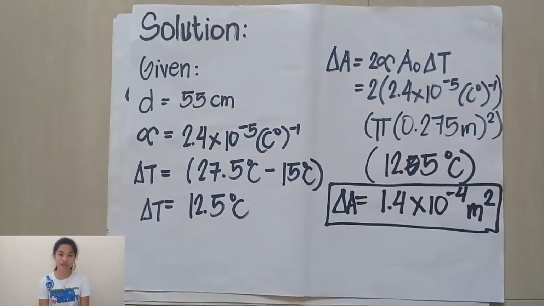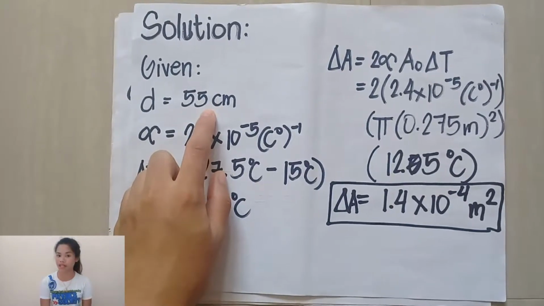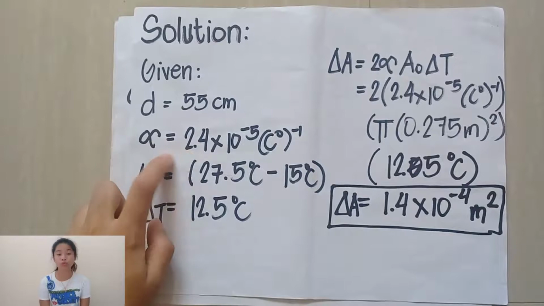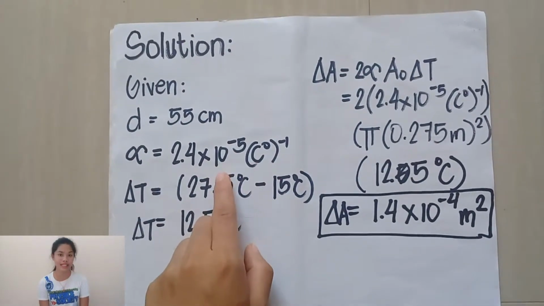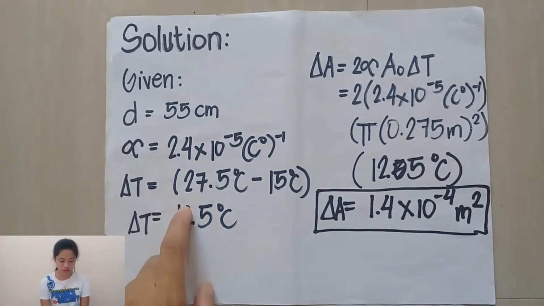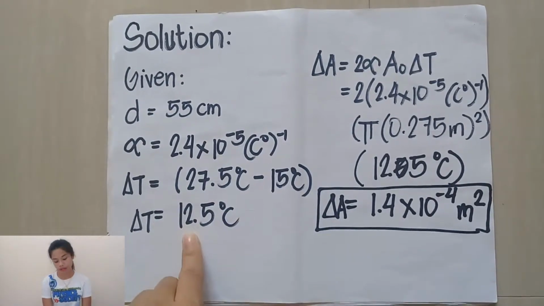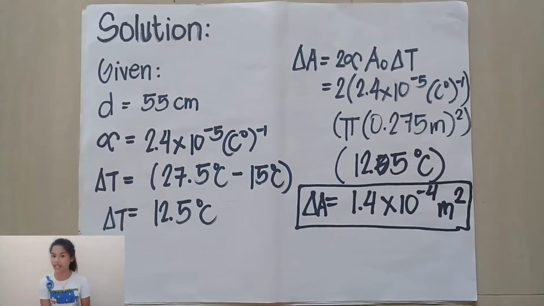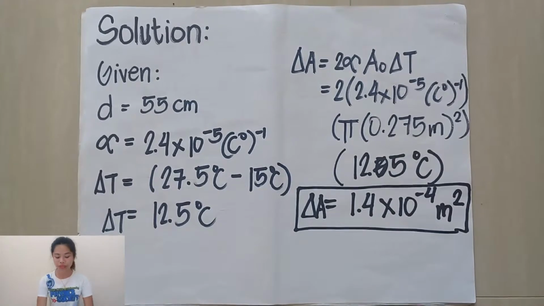The given values are the diameter, which is 55 centimeter. Then the alpha for aluminum is 2.4 times 10 to the power of negative 5 Celsius degrees inverse. Then our delta T is equal to 12.5 degrees Celsius. Why? Because 27.5 degrees Celsius minus 15 is equal to 12.5 degrees Celsius.